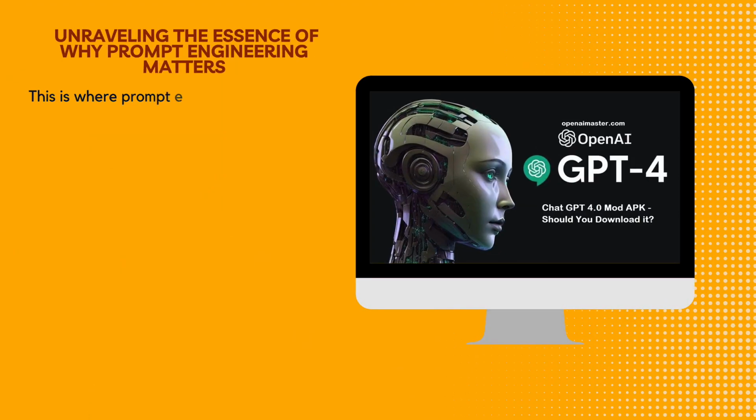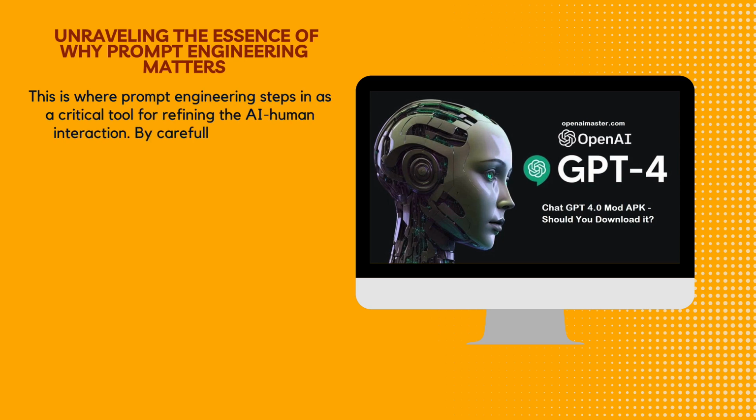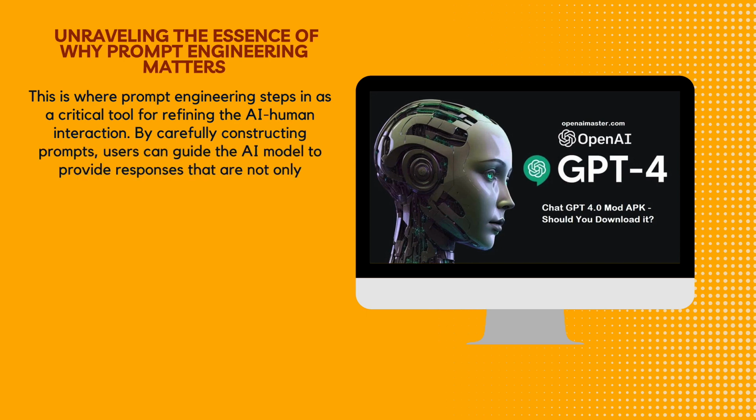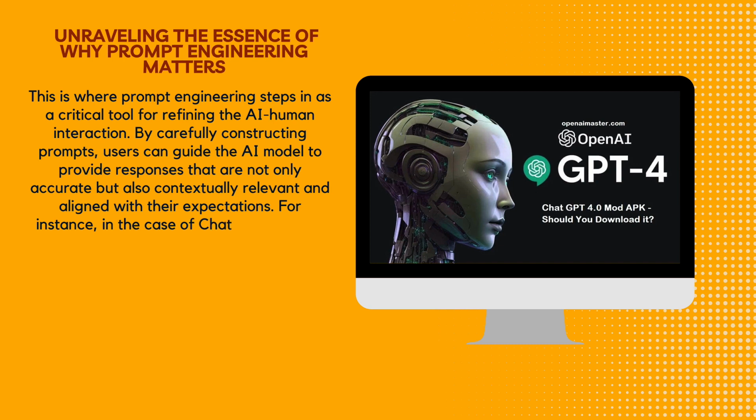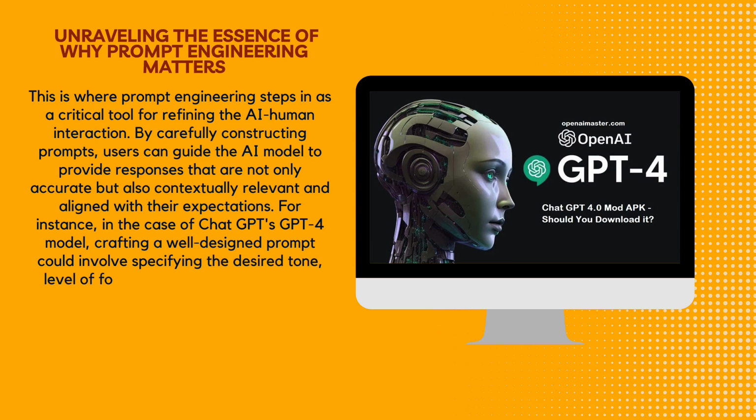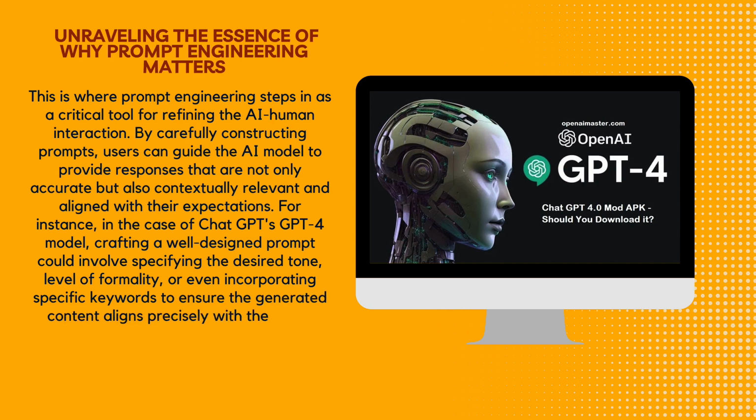This is where prompt engineering steps in as a critical tool for refining the AI-human interaction. By carefully constructing prompts, users can guide the AI model to provide responses that are not only accurate but also contextually relevant and aligned with their expectations. For instance, in the case of ChatGPT's GPT-4 model, crafting a well-designed prompt could involve specifying the desired tone, level of formality, or even incorporating specific keywords to ensure the generated content aligns precisely with the user's needs.